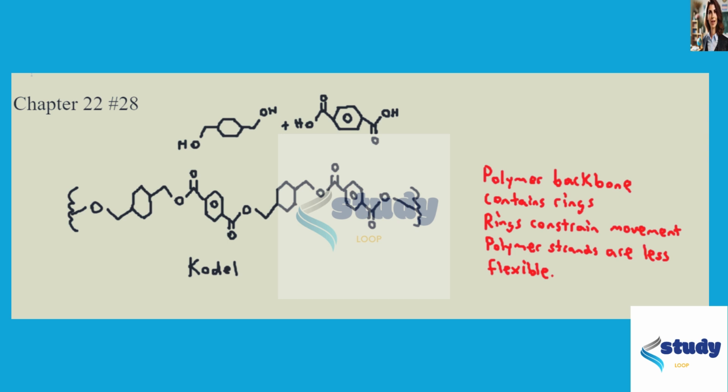This is the answer to Chapter 22, problem number 28 from the Smith Organic Chemistry textbook. And this problem is asking us to draw the polymer that would be created from the combination of these two monomeric subunits. So 1,4-dihydroxymethyl cyclohexane on the left here, and terephthalic acid, which is this para dicarboxylic acid molecule here on the right.